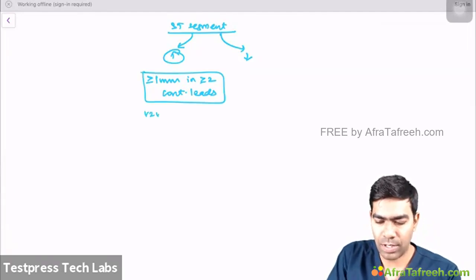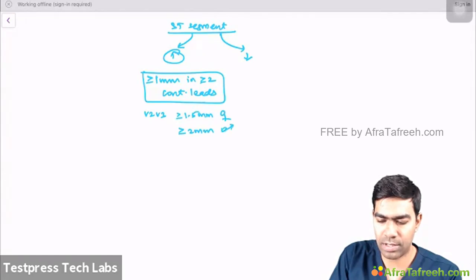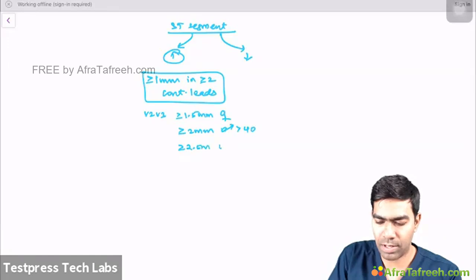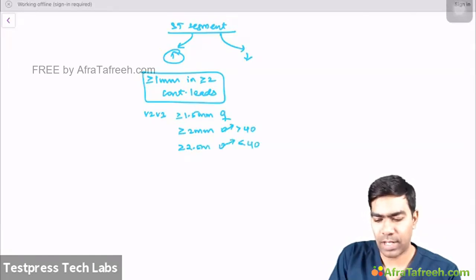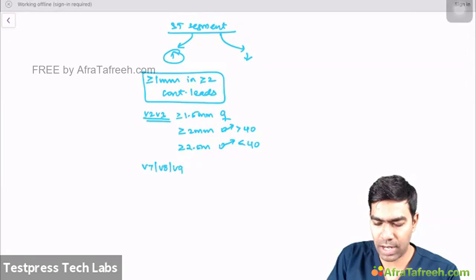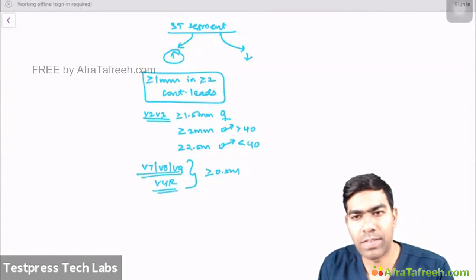So in V2, V3, the exception is you need to have at least more than 1.5 millimeter if it's a female, or at least more than 2 millimeter if males more than 40 years, and more than 2.5 millimeter if males less than 40 years. That's in V2, V3, but in other leads, V7, V8, V9, and V4R, you just need more than 0.5 millimeters. So this is the thing that we learned in the morning.